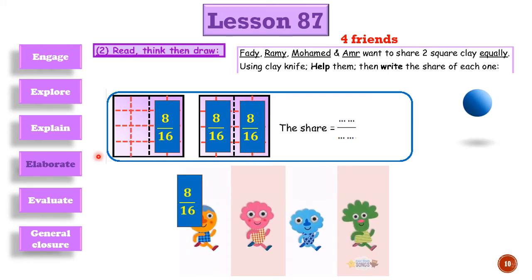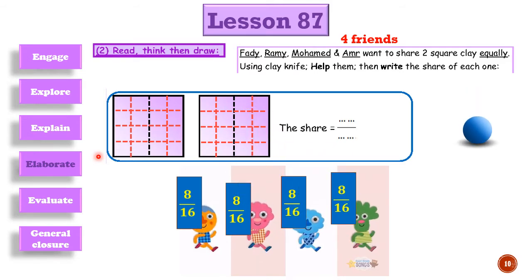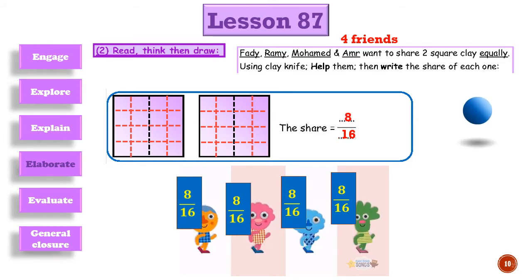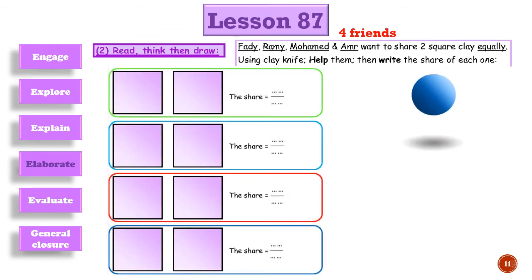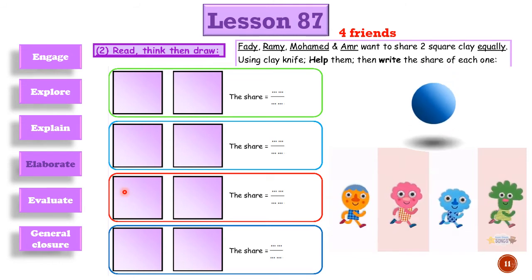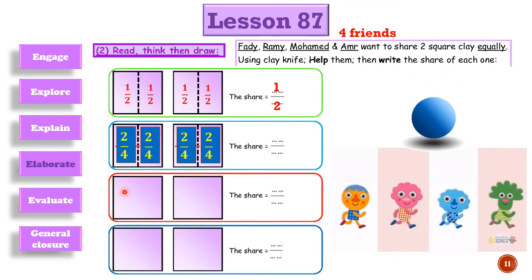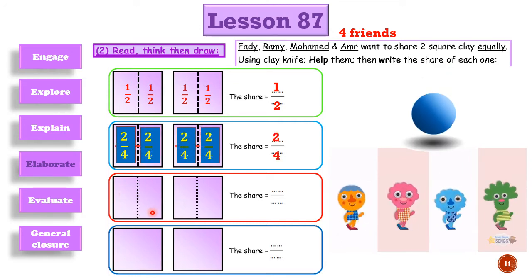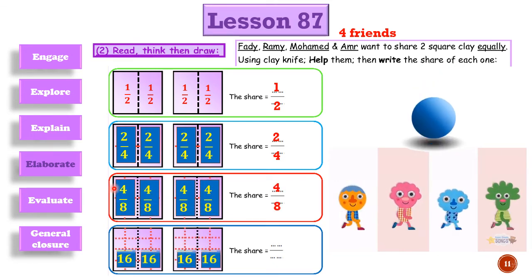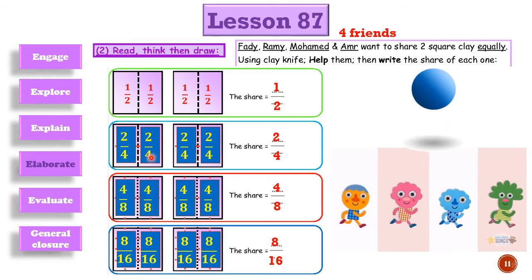Then I will take the first one, second one, third one, and the last one. Anyone left here? No, then the share will be 8/16. Our conclusion of this exercise: I want to divide each square equally among 4 friends. First one will be half, second one will be 2 fourths, third one will be 4 eighths, and the last one will be 8/16. What did you notice here?